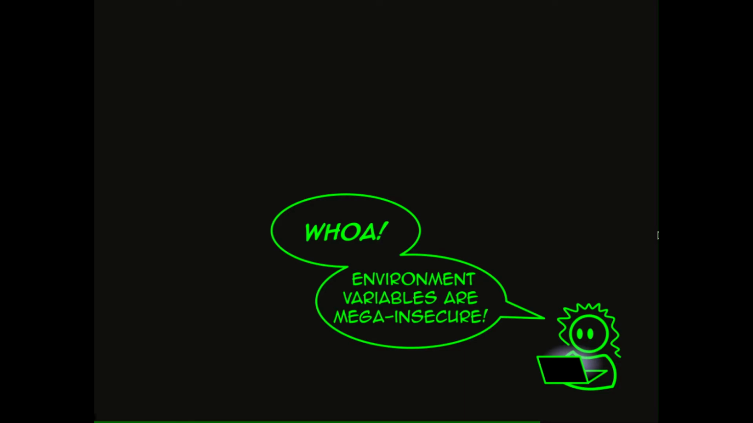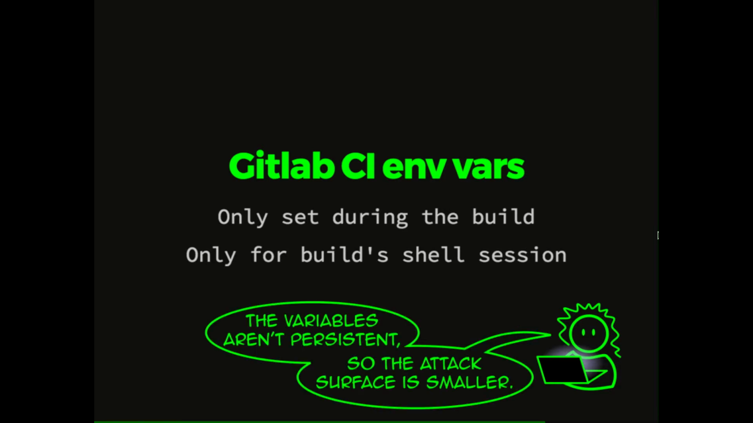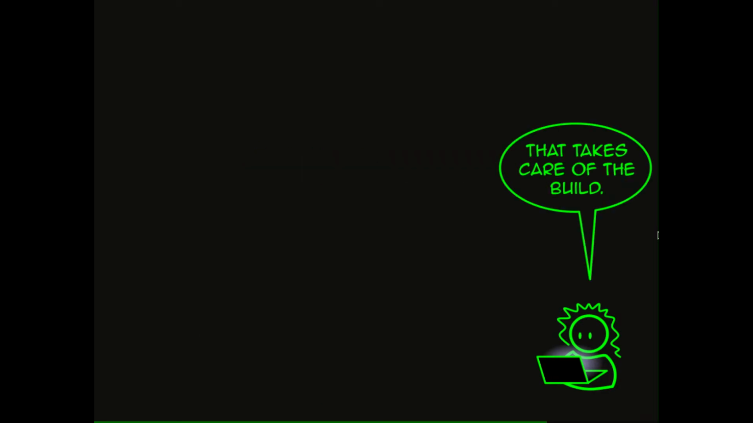That's a bad idea. Well, it is, but the thing with GitLab CI environment variables is that they're only set during the build, and only for that build's shell session. So you literally have to find the shell session that GitLab runner is invoking, break into it, and grab the environment variables from it. And if someone already could do that on your system, you have bigger problems. And because all these variables are not persistent, they only exist for that build session, the attack surface is a lot smaller. So it works very well in practice.